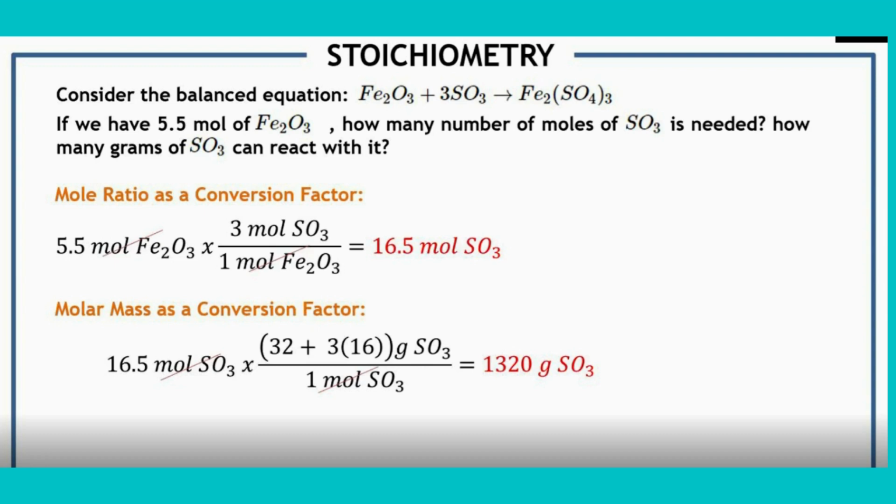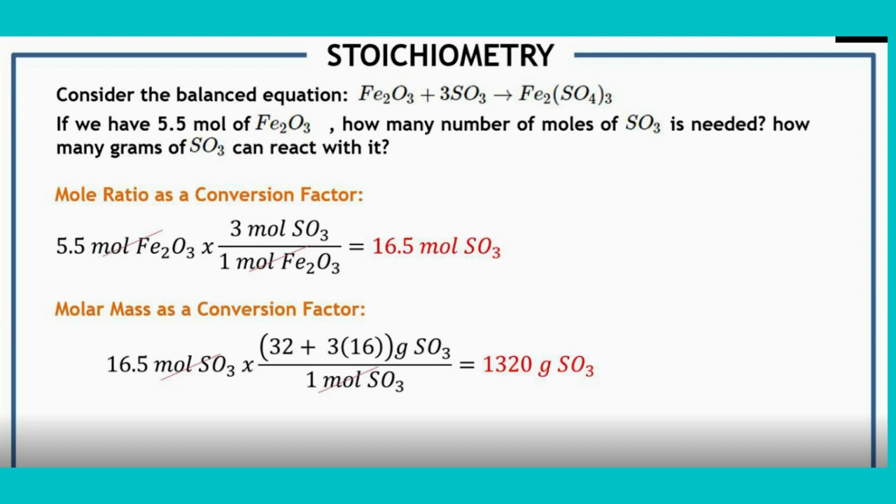So let's recall stoichiometry calculations. So it's mentioned that this equation is already balanced. So if we have 5.5 moles of Fe2O3, how many moles of SO3 are needed? How many grams of SO3 can react with it? So let's start with computing this Fe sub 2 O sub 3. So how many moles of SO3 are needed?